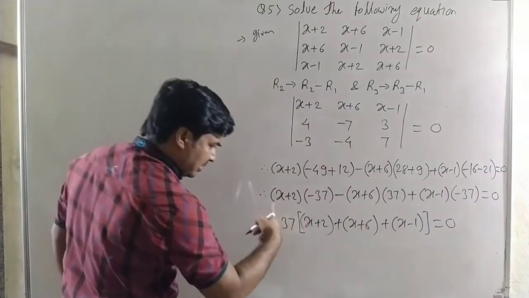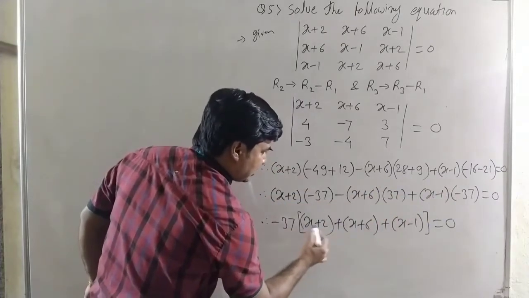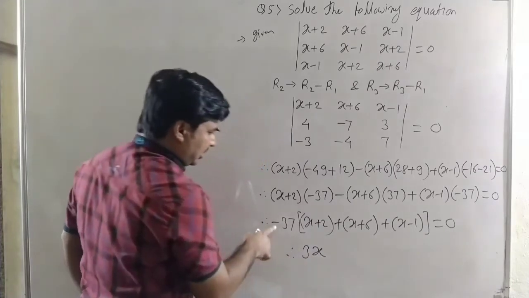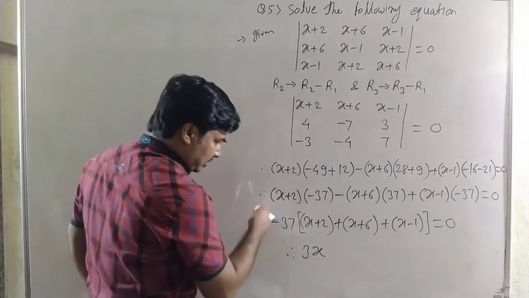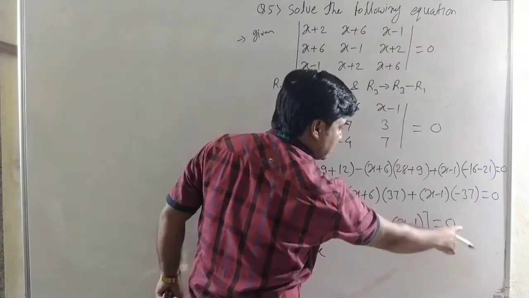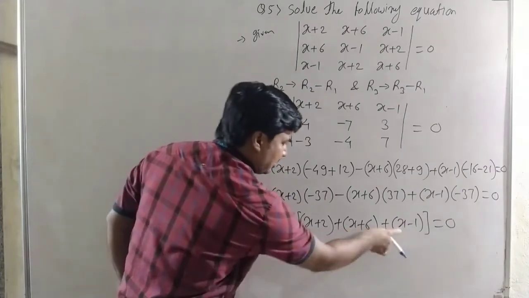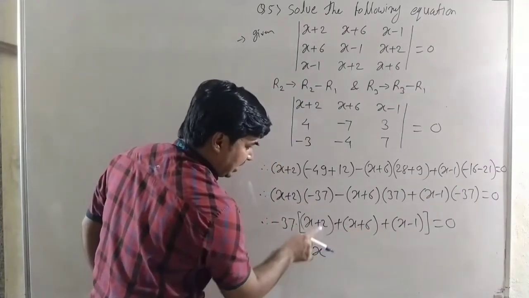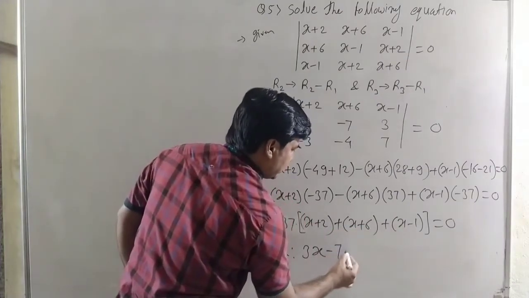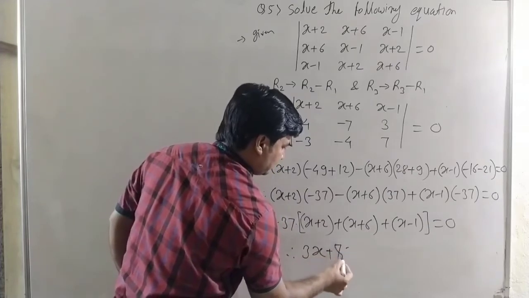Now this minus 37, we take it to the RHS, and it is 0 upon minus 37, which is 0. Now x plus x plus x is 3x, and here 2 plus 6 is 8, and minus 1, so 8 minus 1 is plus 7.